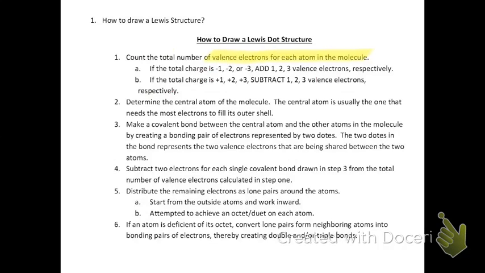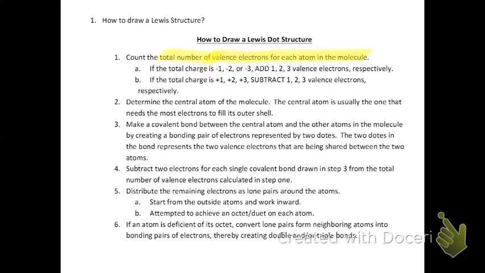Now I will give you a hint, you might want to write this down: when you count up the total number of valence electrons for each of the atoms, the number needs to be even. If it is not an even number, then you cannot draw a Lewis dot structure for it. It has to be even. Alright.